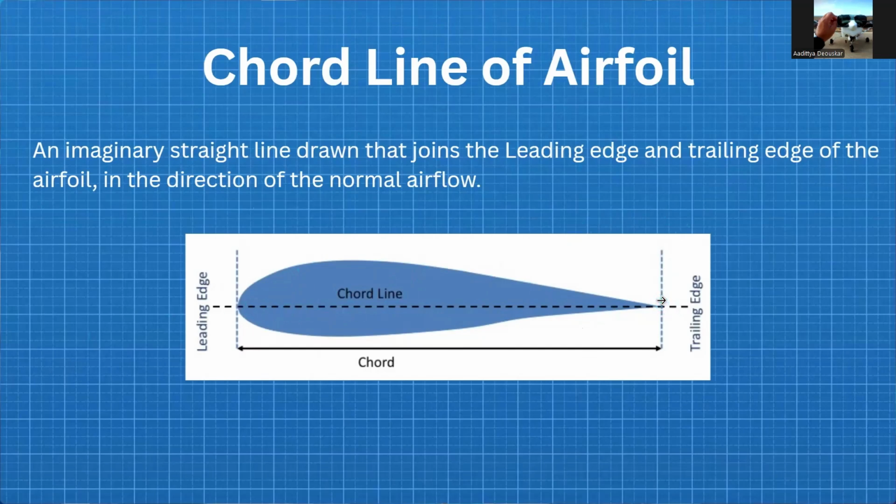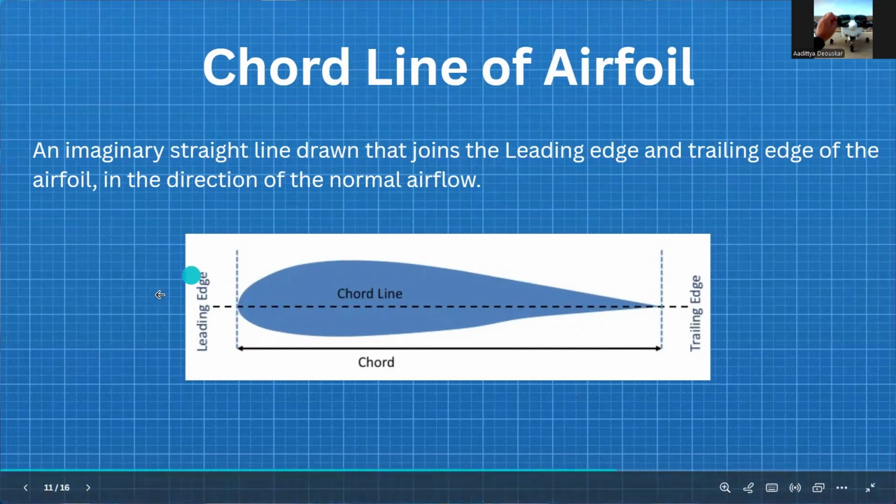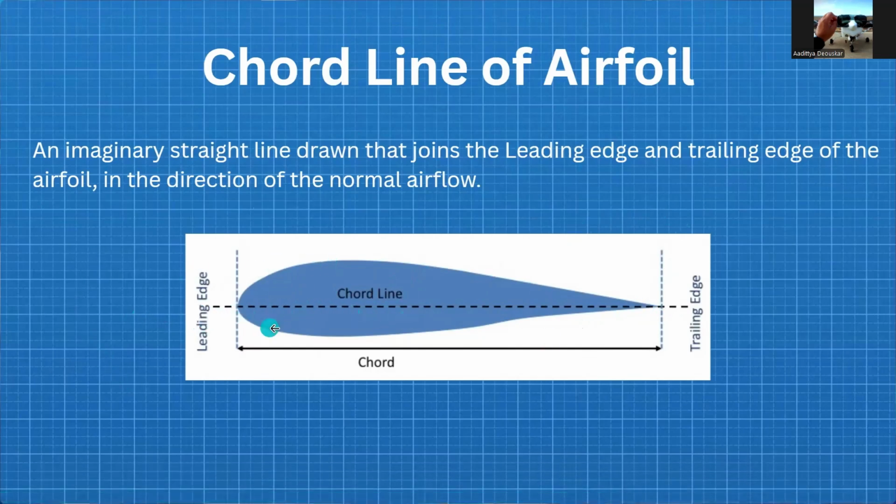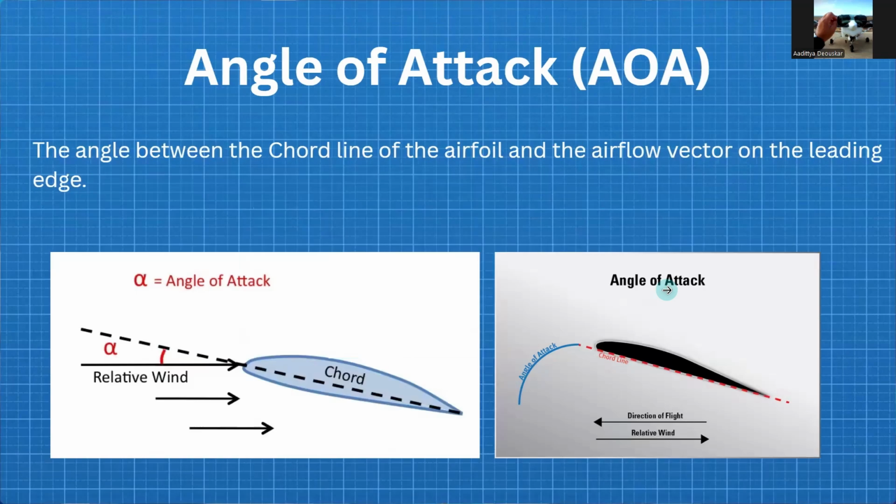However, the chord line is always drawn in the direction of the airflow. This is the direction of the airflow, and this is the airfoil. So this is a note that you must remember: the chord line is in the direction of the airflow, it joins the leading edge and trailing edge, and it is a straight line.